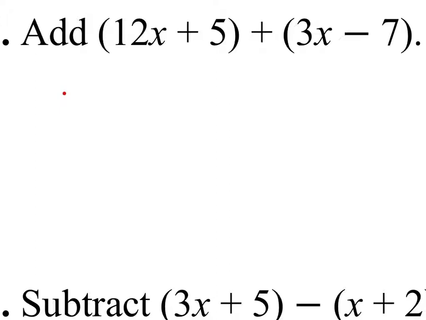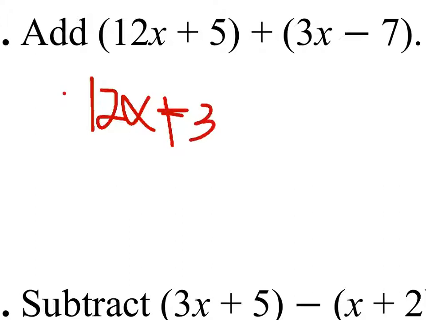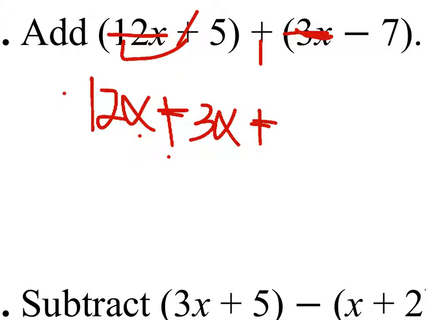Okay, so first we're going to add this. What I did is I had 12x, and then I had plus 3x, but what I did, I went like this and kind of crossed it out as I went. Because you have to add these. And then you go 3x, and you go to the next symbol, which would be plus.